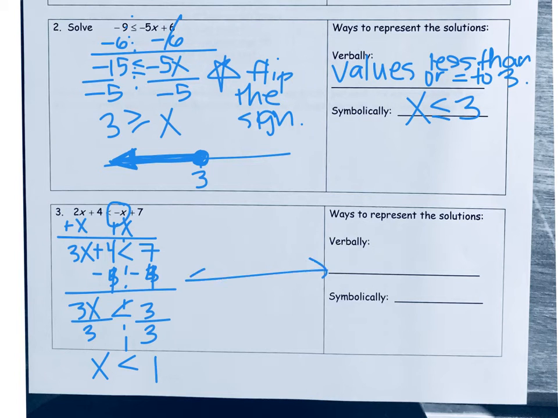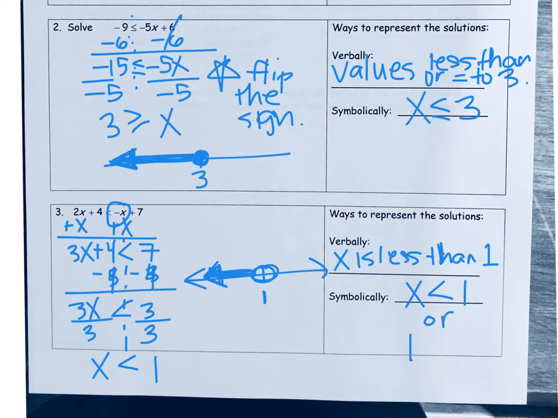On a number line, that looks like not equal to 1, but all x values that are less than 1. Verbally, that means that x is less than 1. And symbolically, I can just leave it as x less than 1, or if I want, I can write that 1 has to be greater than x.